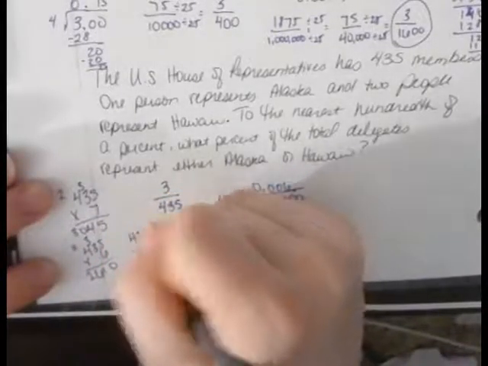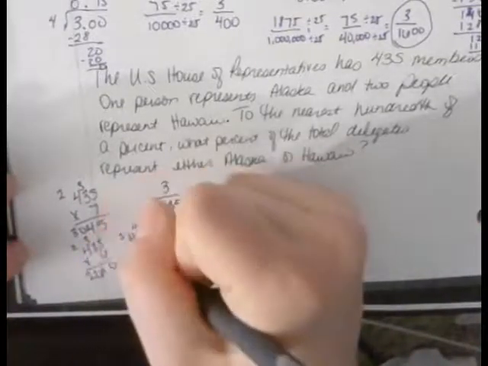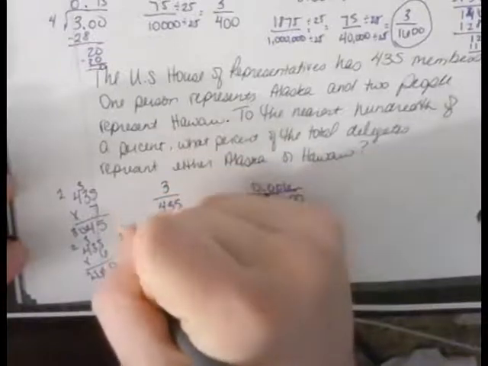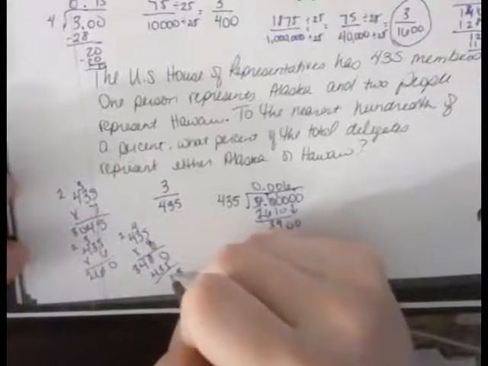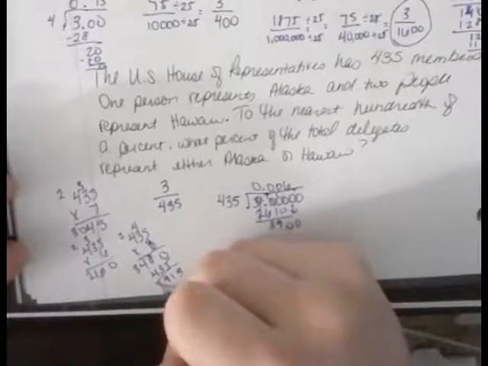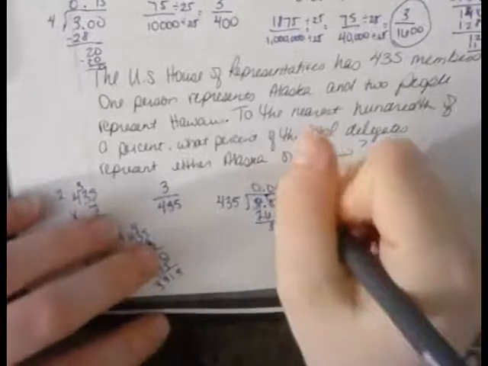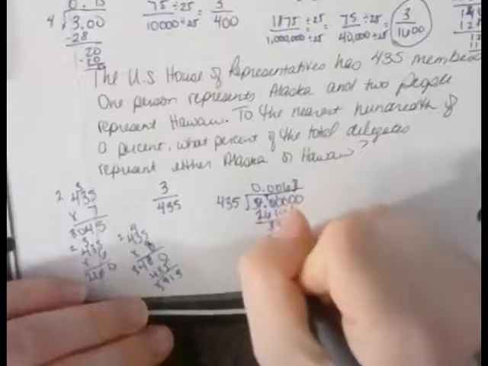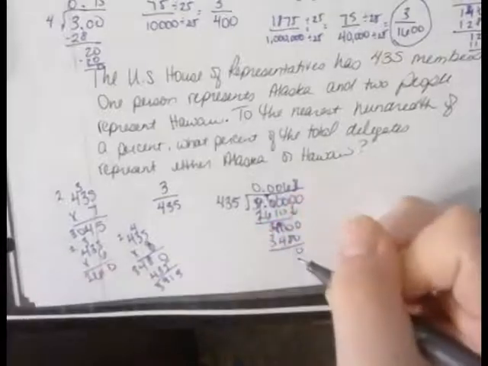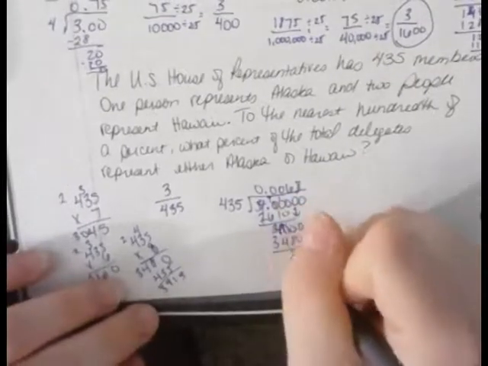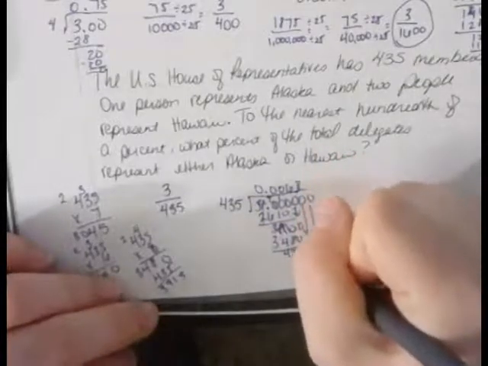5 times 8 is 40. 3 times 8, 24, 28. 4 times 8 is 32. So that gives us 3,480. If I added another 435 to that, it'd be just a little bit too big. So it would be 8, and it's 3,480. So that leaves us 420. Oops. So we're going to bring down a 0, and we are going to keep going.